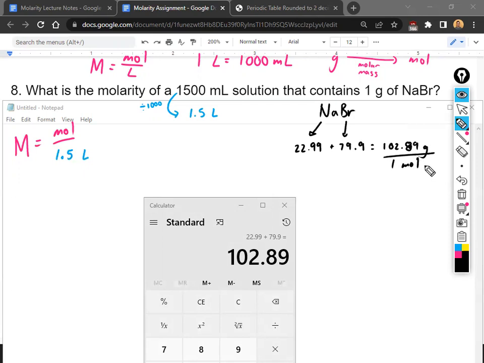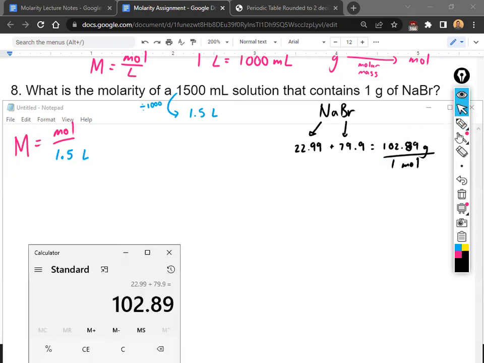Okay, so I'll pause right there. Any questions up till that point? The first thing we did was turn milliliters into liters, and then we found the molar mass of NaBr. Now we just need to use a fraction in order to turn 1 gram into moles. So we're going to do 1 gram of NaBr and set up a fraction. I want to get rid of grams, so we're going to put that on the bottom of our fraction, and then we're going to use this molar mass for our numbers.